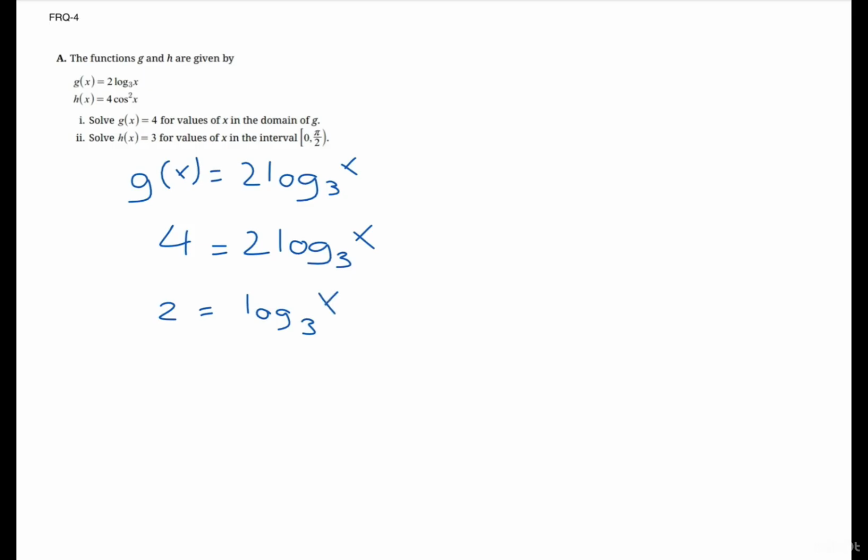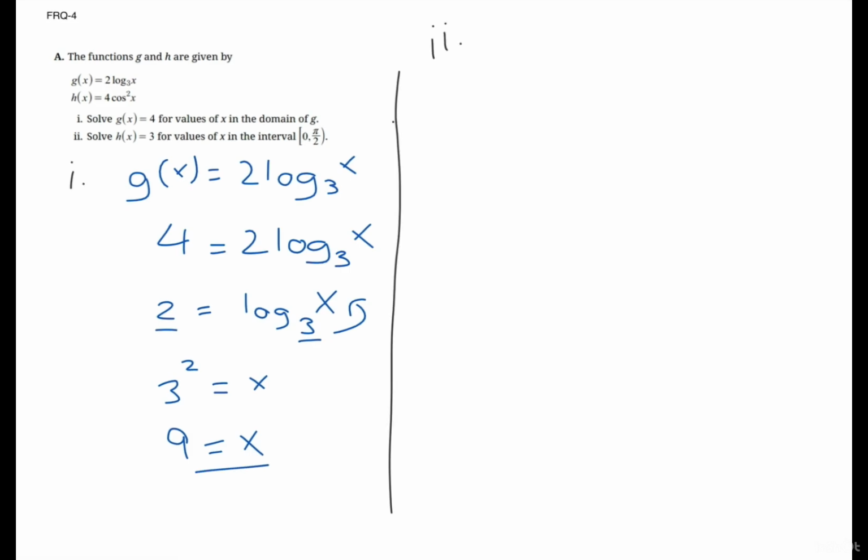And from the definition of a logarithm, as I explained earlier, a logarithm essentially means what power do I raise the base number to get the value. So what power do I raise 3 to get x? And the answer is 2, which means 3 to the power 2 should be x, which means the value of x is simply 9.